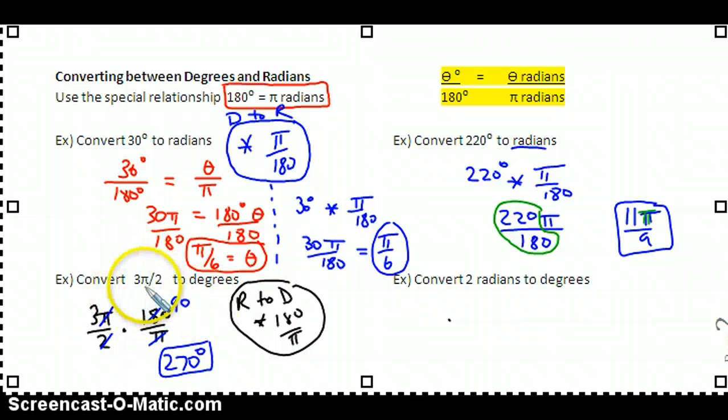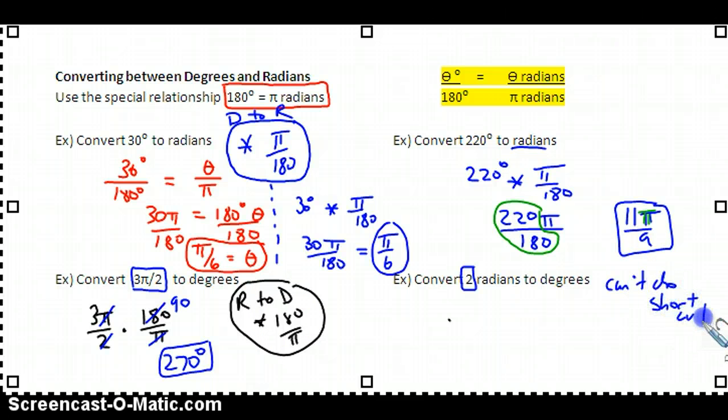Now, notice that for this problem, I asked you to change a radian that was a fractional measurement with a pi. This time I'm asking you to change just a whole number. There's no pi with that. So when there's no pi with it, you can't do the multiply by 180 over pi. So you can't do the shortcut here. So you have to actually use this ratio here.